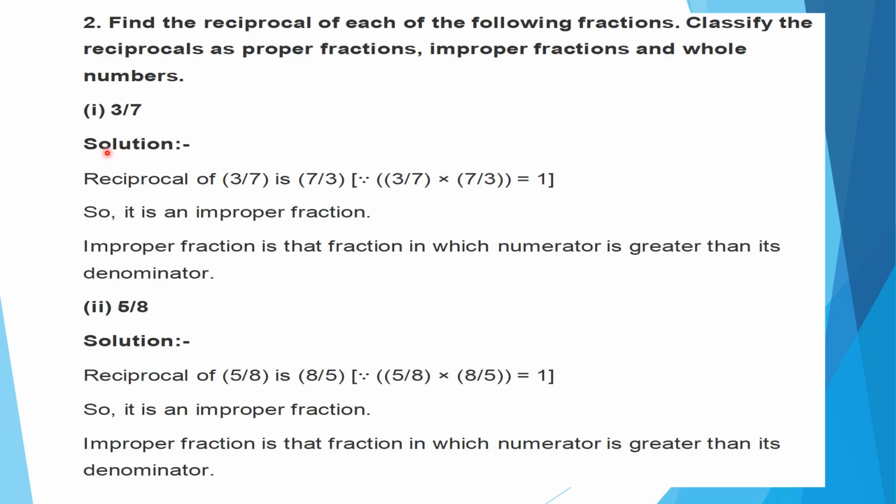Okay, first how to do, let us see. 3 by 7. What is the reciprocal of 3 by 7? 7 by 3. 7 by 3 is which kind of fraction? As numerator is bigger, this is improper fraction. Clear? It's very simple.